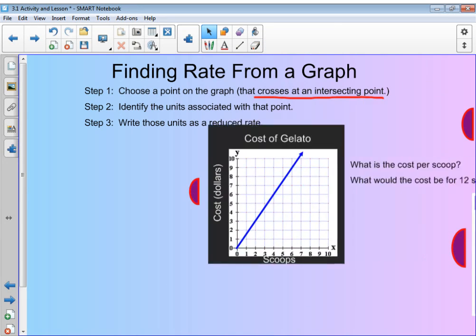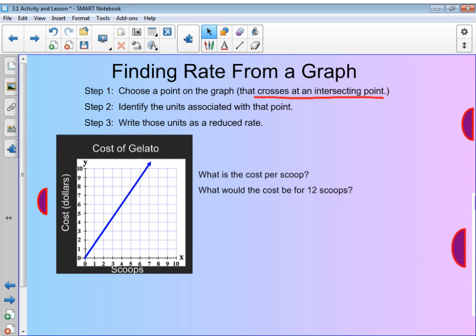All right, so let's look at this one. The cost of gelato. For our cost, we have our dollars going up on the Y scale and our scoops on our X scale. So I'm going to pick 2 points. Here I don't have the points picked. So what is the cost per scoop?